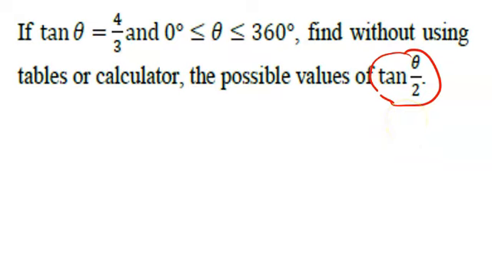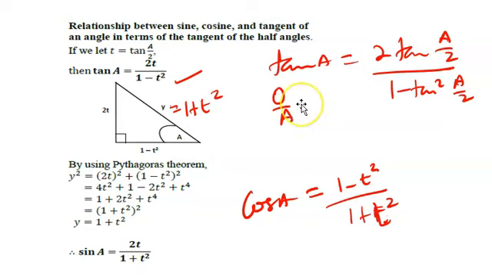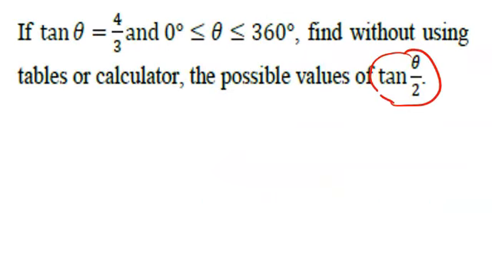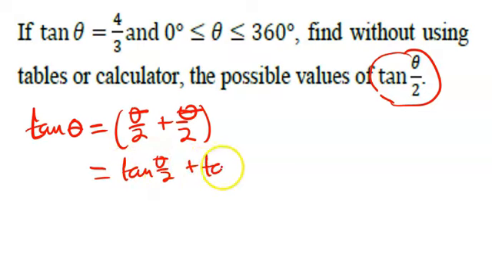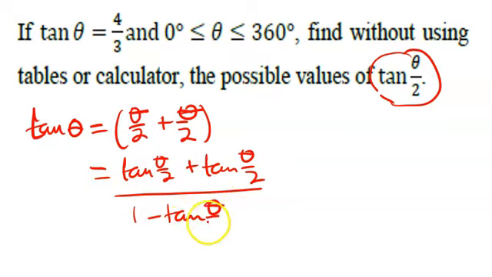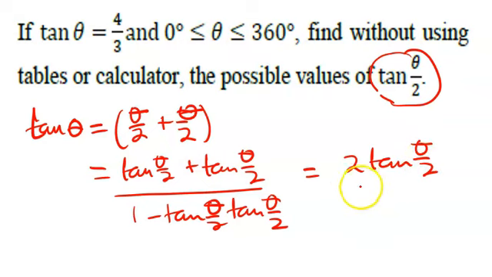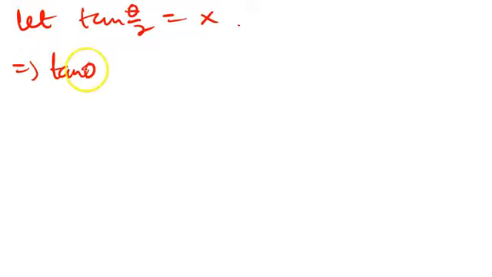You remember just here, the previous slide, we said that you can express this in terms of half angle. So if that is the case, tan theta is equal to theta on 2 plus theta on 2. Using compound angles, tan of theta on 2 plus theta on 2 over 1 minus tan theta on 2 times tan theta on 2. So this is the same as 2 tan theta on 2 over 1 minus tan squared theta on 2. Right. So let's make tan theta on 2 equal to x. So this implies that tan theta will be equal to 2x over 1 minus x squared.